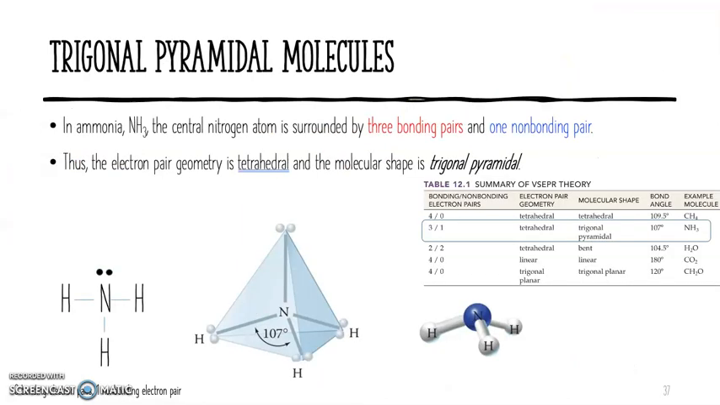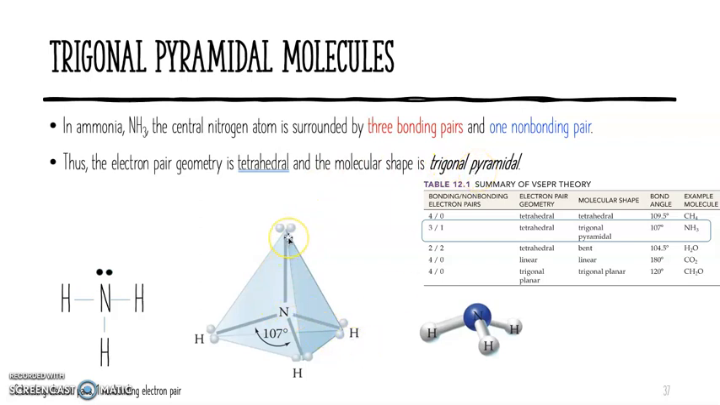The next molecular shape is trigonal pyramidal. In ammonia, the central nitrogen atom is surrounded by 3 bonding pairs and 1 non-bonding pair. I show here the Lewis dot structure of ammonia. So nitrogen at the center has 3 bonding pairs with 3 hydrogens and 1 non-bonding pair. And therefore the electron pair geometry is tetrahedral, and the molecular shape is trigonal pyramidal.